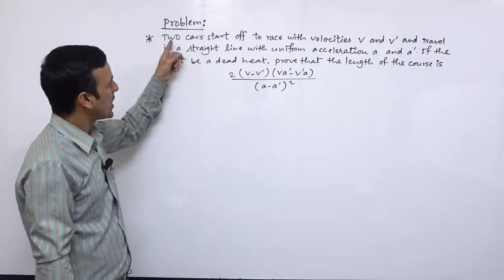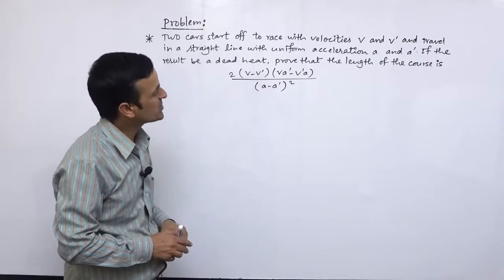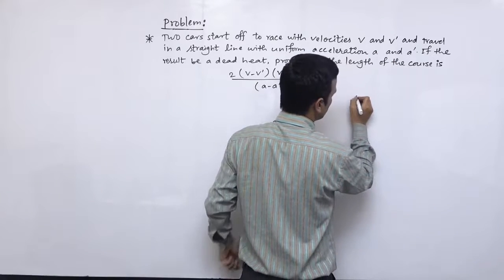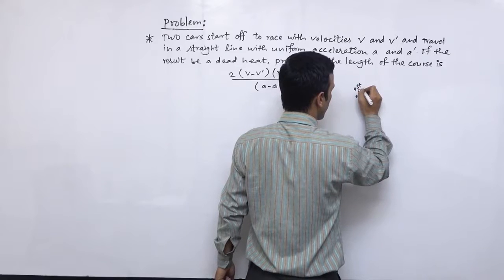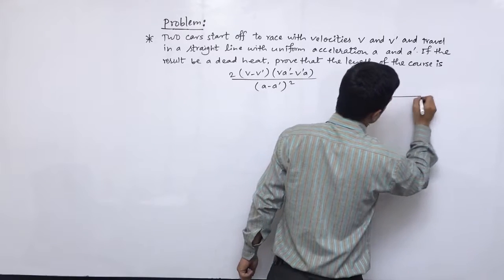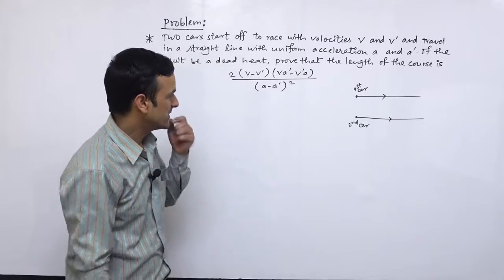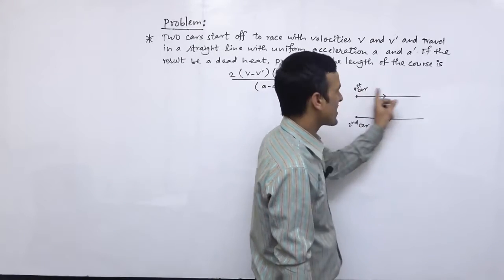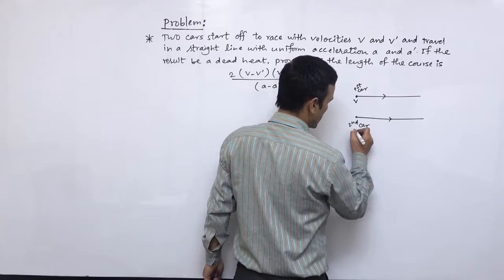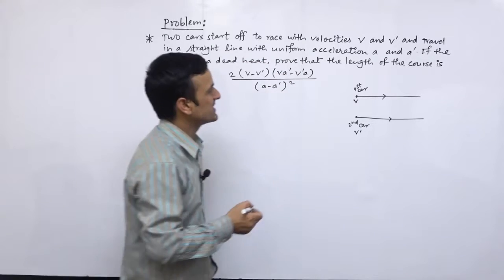Okay, we have this question now. So let's deal with this question. Two cars start off to race with velocities B and B dash. So here are two cars. So write down, this is first car and this is second car. So it started its race and it also started to race. यो दुईटा पोइन्टबाट यिनीहरुले आफ्नो जर्नी स्टार्ट गरेको छ. दुईटा कार छ हामीसँग जसको भेलोसिटी, its velocity is B and its velocity is B dash, and travel in a straight line with uniform acceleration A and A dash.